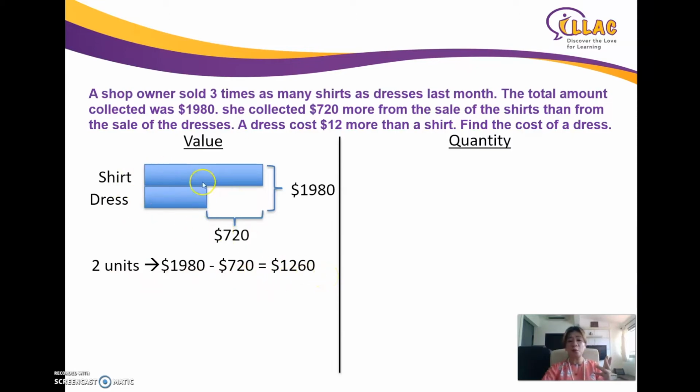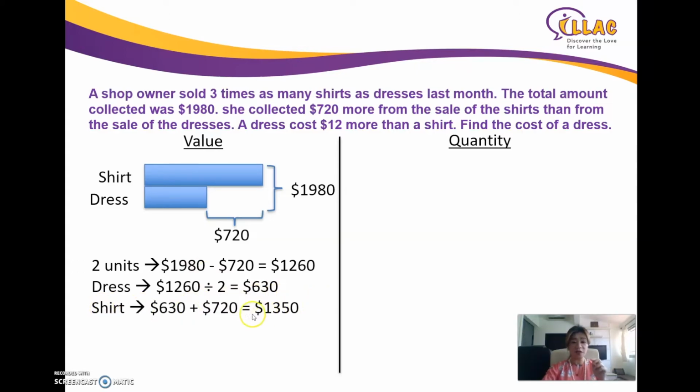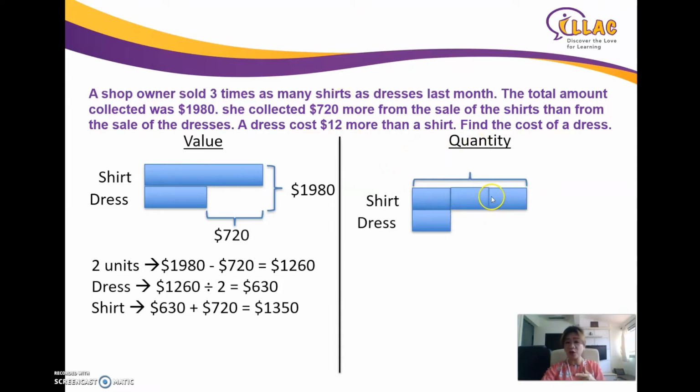Correct? So in order to find one part of it, 1 unit over here, the dress I would have earned $630. Am I right? Okay, so that is shirt will be plus the $720. The shirt would have cost 1350. So given this information, they said that a shop owner sold 3 times as many shirts as dresses last month. So the shirt will be 3 times units, okay, and the dress is 1 unit, and this whole value over here will be 1350 because I got it from here, isn't it? So this 3 units is 1350.